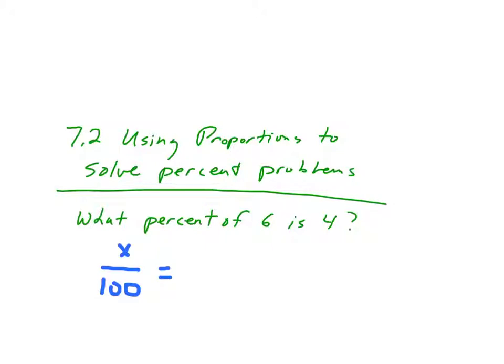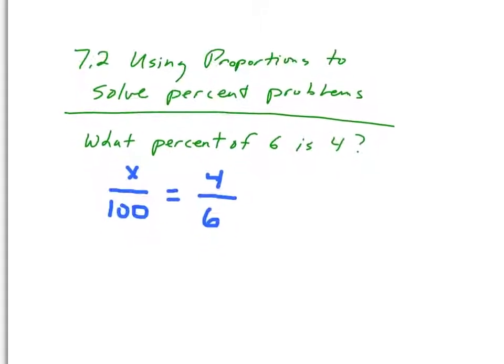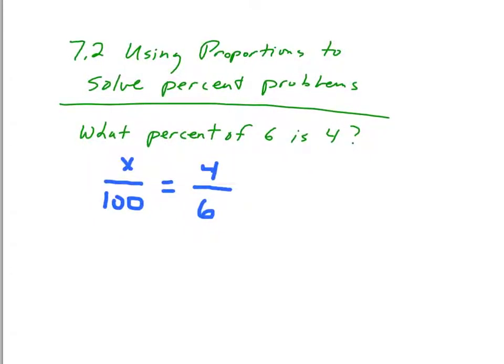And equals, and it says what percent of 6, so whenever you see "of 6" like that, that's going to mean out of 6, so that's going to go in the denominator, and we put the 4 there. I think most of you would recognize that 4/6 is 2/3 or 67, but we can go ahead and solve this with cross products, but I think I'm going to simplify first here. So I've got x is to 100 as 2 is to 3.